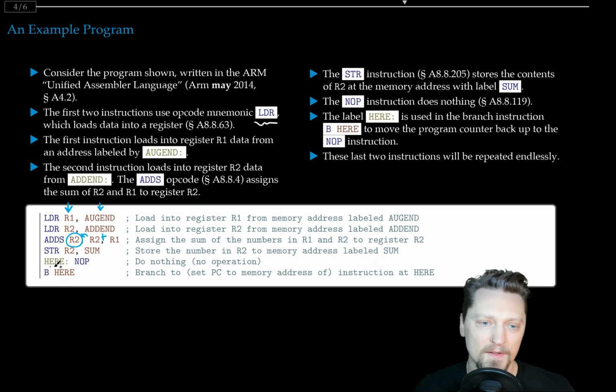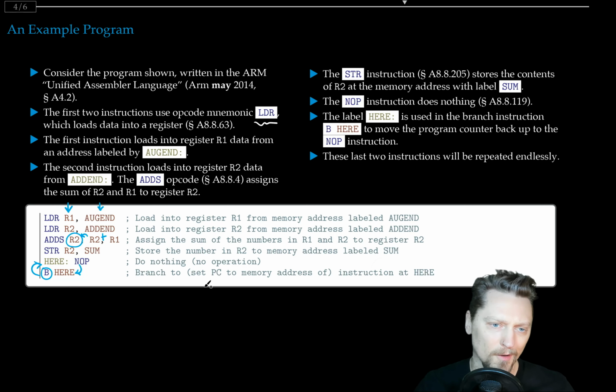Here is a label for this instruction, and this instruction is no op. So it does nothing. The label here is used in the branch instruction, which is next. So B is the branch instruction, and when you give branch a memory address or a label for a memory address, it will move the program to the location of that address, which would be there, and we would go in a loop infinitely. Those last two instructions will be repeated endlessly.